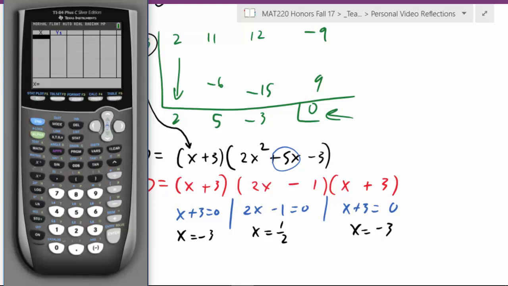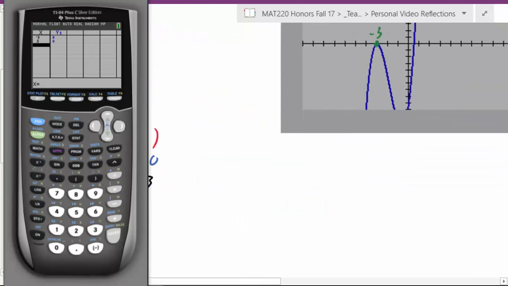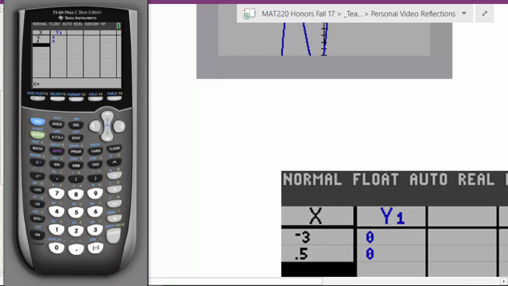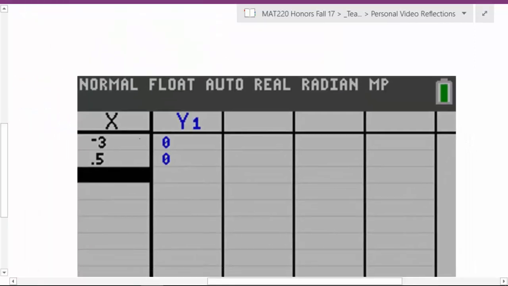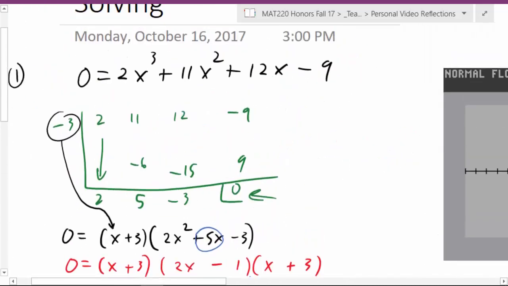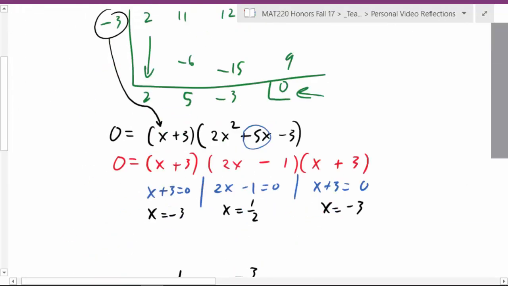So when I go here, if I type in -3, my answer should be 0. Look at that, it is. And when I substitute in 1/2, and I can actually type in 1 divided by 2, my answer should be 0. Let me make that a little bigger for you. So you can see when I substitute those values, I got out 0. That's great news. Okay, so remember, factoring higher order polynomials, synthetic division, use your graphing calculator to help you. It's going to be super helpful.